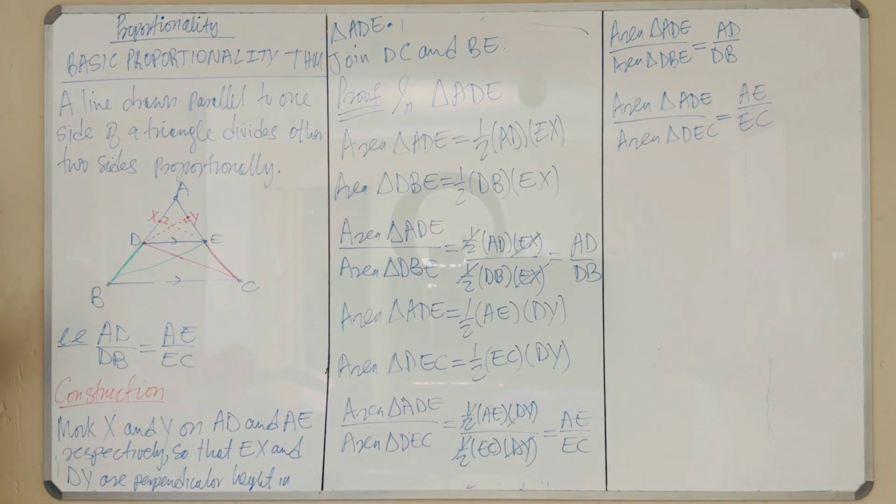Can you see it? Yes. Look at these two triangles, the red and green one. What do they have in common? Triangle BDE and DEC, what do they have in common?